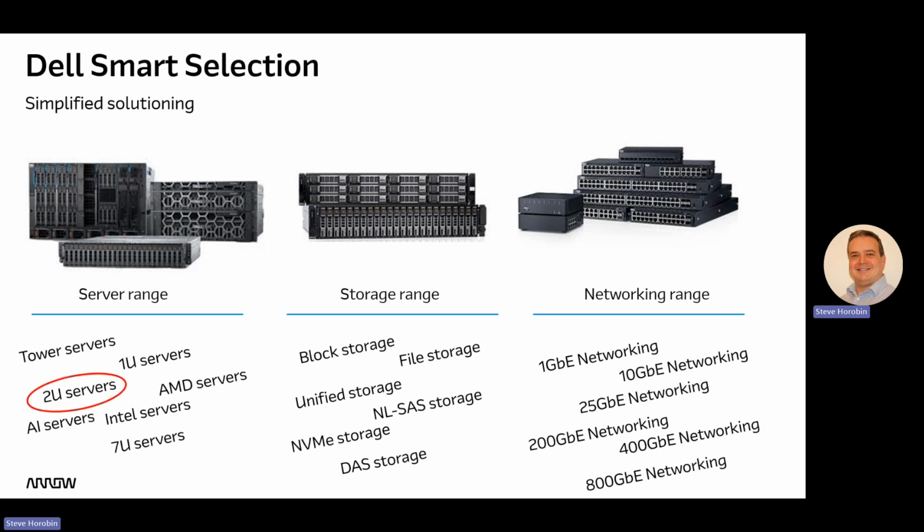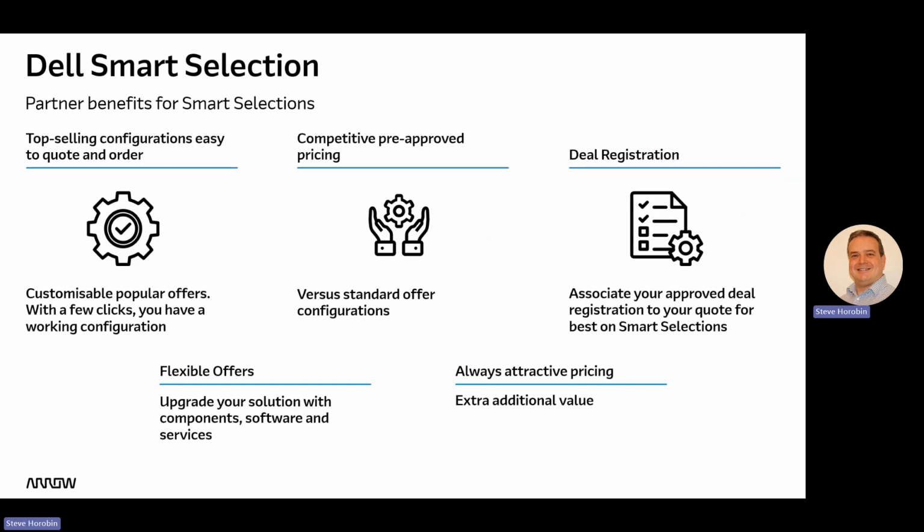So let's try and make it a little bit easier. What we're going to do today is I'm just going to look at a 2U server as an example. We'll look at a block storage solution, and we'll look at a 25 gig networking solution. So that brings everything together to create the complete environment from front to back with the connectivity in the middle, bringing everything together. So Dell Smart Selection, why Smart Selection? What's in it for everybody?